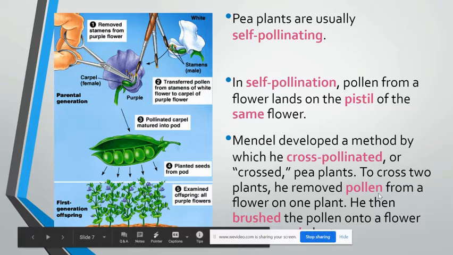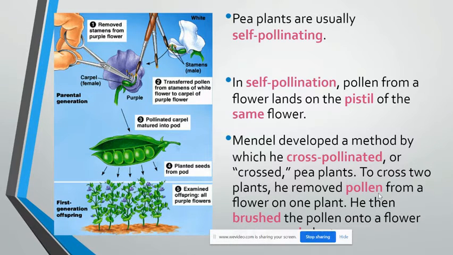So, pea plants are usually self pollinating. When you plant them close together, the flowers will bloom, and some of the pollen will fall off with wind, or animals transfer the pollen, which is why bees are so important as well because they help pollinate plants. But in self pollination, the pollen from a flower lands on the pistil of the same flower, which is part of the same plant.